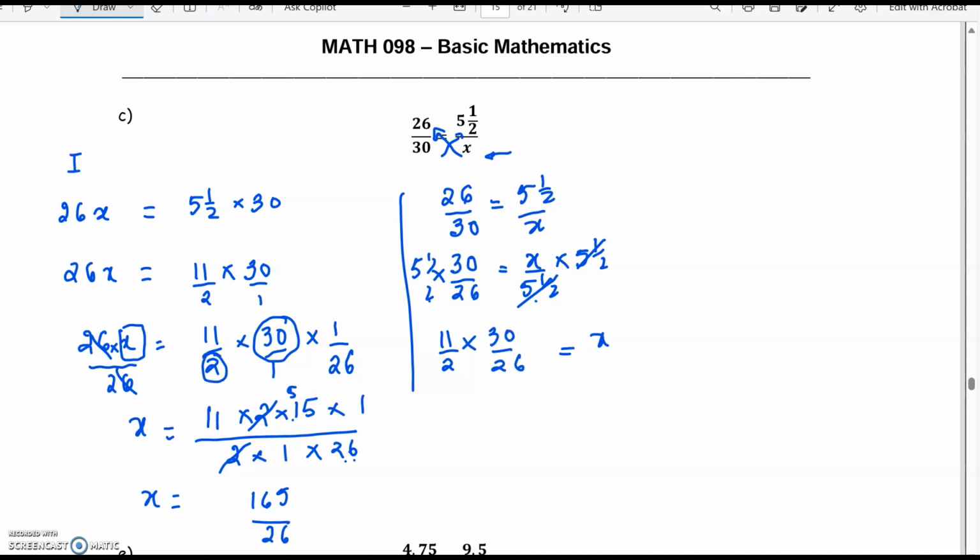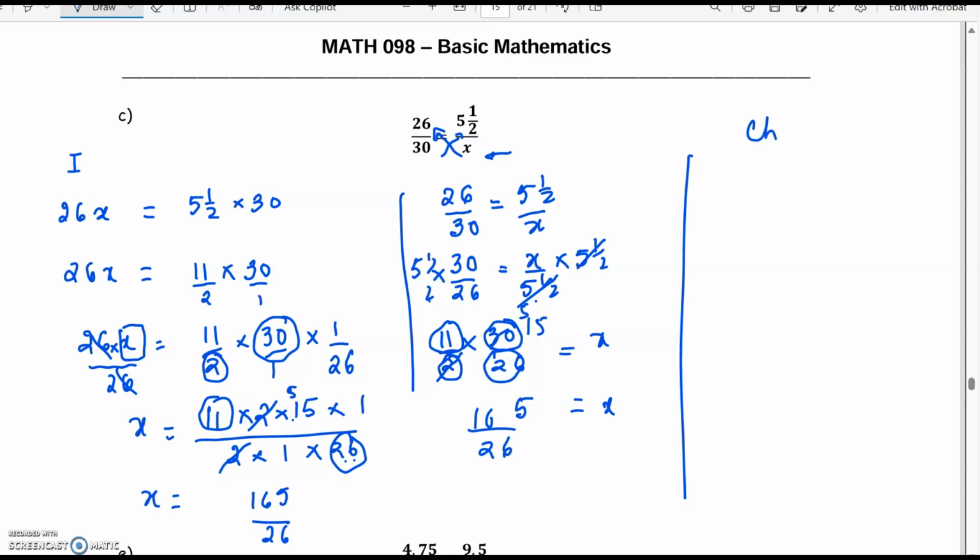Notice that we have a 2 and a 26 in the denominator. Same thing, 11 and a 30 in the numerator. When we simplify, we are going to get the exact same answer. 2 times 15, and then we have 26 in the denominator. 15 times 11, 11 times 15. 11 fives are 55, 11 ones are 11, and it's 165 over 26.